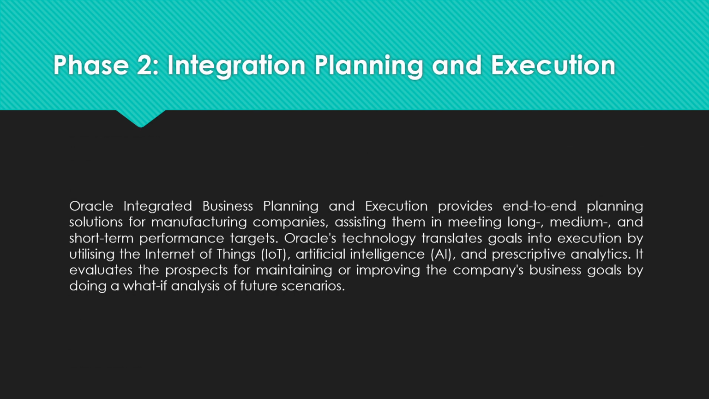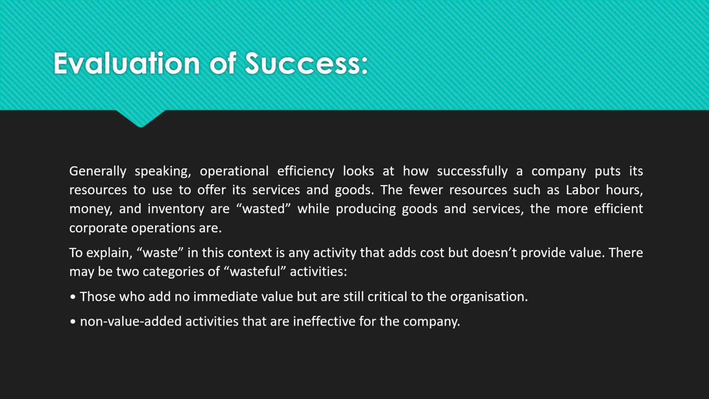And phase 2, integration planning and execution. Oracle Integrated Business Planning and Execution provides an end-to-end planning solution for manufacturing companies, assisting them in meeting long, medium, and short-term performance targets. Oracle's technology translates goals into execution by utilizing the Internet of Things, IoT, artificial intelligence, AI, and prescriptive analytics. It evaluates the prospects for maintaining or improving the company's business goals by doing a what-if analysis of future scenarios.